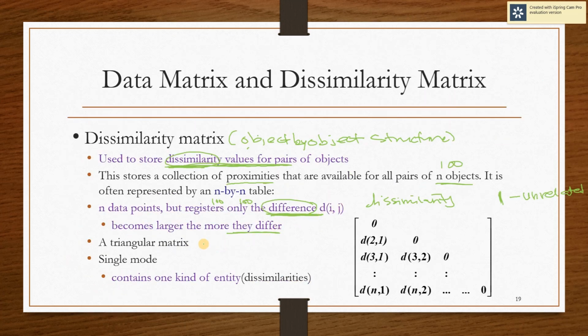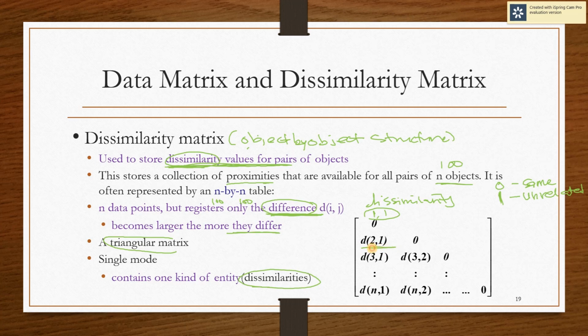So the dissimilarity matrix is a triangular matrix because it is an n by n table, right? And it is a single mode, where it contains one kind of entity, that is the dissimilarity between these two objects. So this is the representation. For example, this is object 1 versus 1. When it says 1 versus 1, meaning that it is similar or identical. That is why the value is 0.